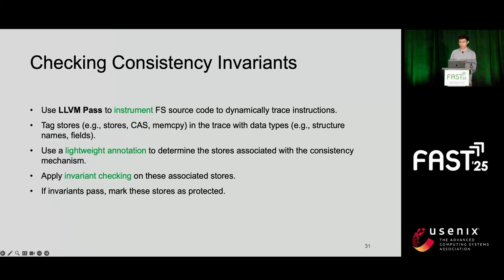And then we take stores in the dynamic trace with the data type. The data type means the structure name and the structure field's name. Next, we use a lightweight annotation to determine the stores associated with consistency mechanisms. Next, we apply invariant checking on these associated stores. If invariant checks pass, then we mark this store as protected. And the rest of the stores are the unprotected stores.